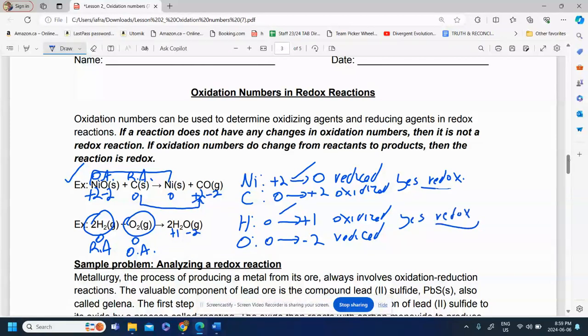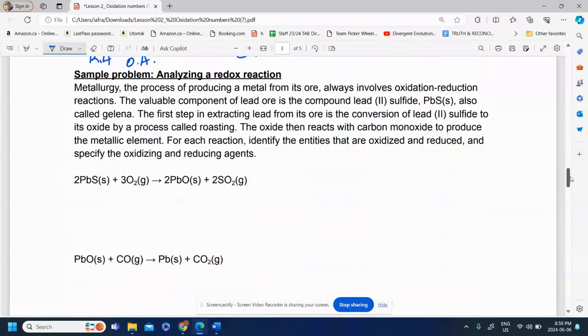So understand that not all reactions have to be redox reactions. The way to determine that is by comparing the oxidation numbers on the reactants and the products to see if there's a change. If there was no change, then there's no oxidizing agents, there's no reducing agents, there's no oxidation reduction. Therefore, you say no redox. But in this case, both of them are redox.